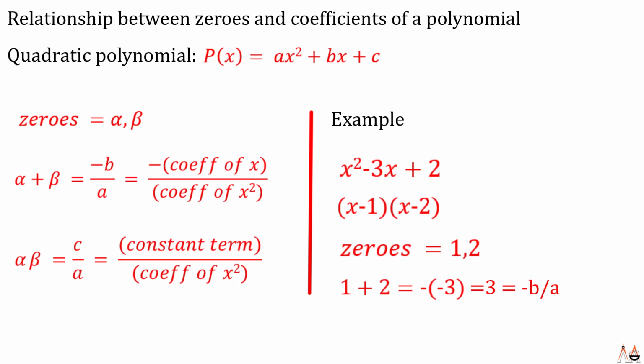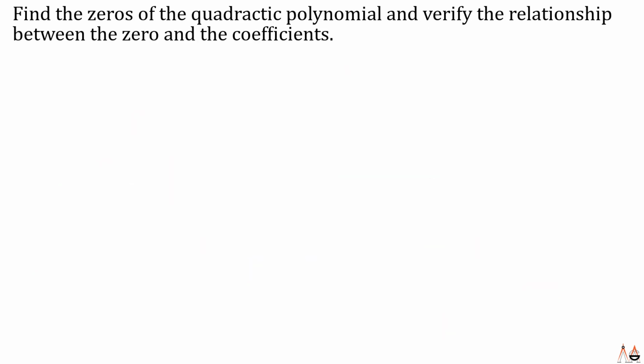And as we can see from the equation x squared minus 3x plus 2, the sum of the zeros equals minus b by a. Similarly, when we take the product of the two zeros, 1 times 2, that gives us 2. And in the equation, that equals c by a, because c is 2 and a is 1. Let's now look at an example.